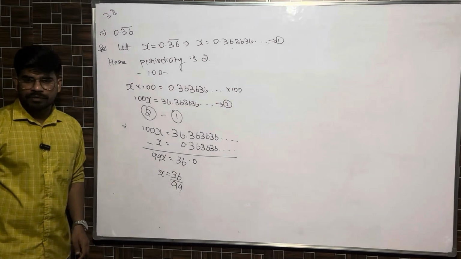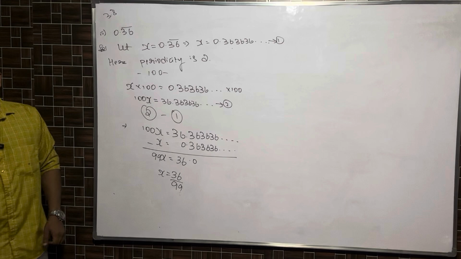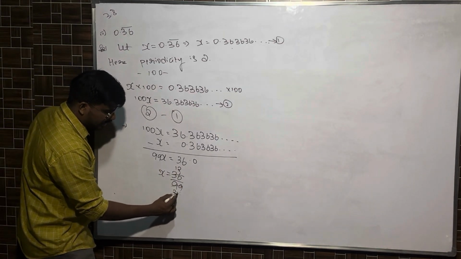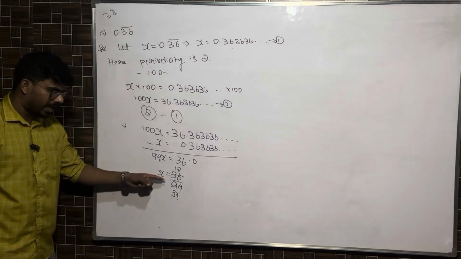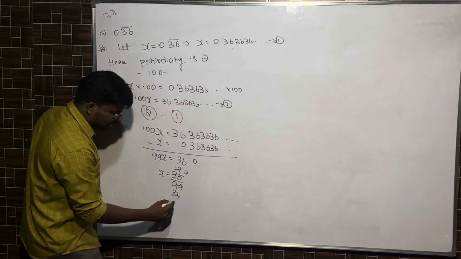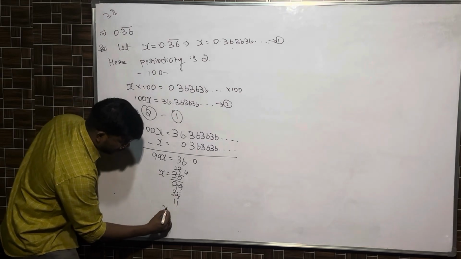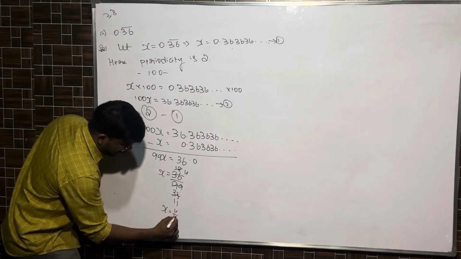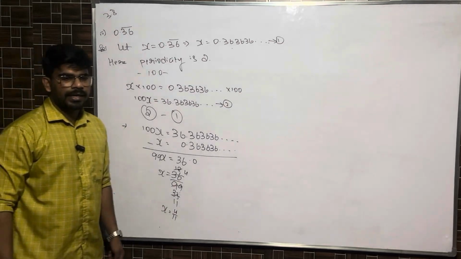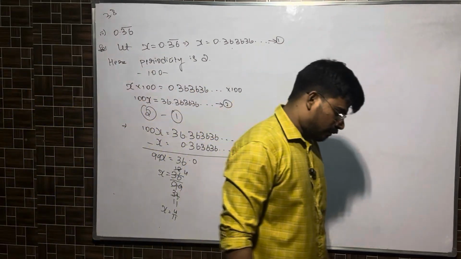36 and 99, both of the numbers are divisible by 3. Very good. 3 1s are 3, 3 2s are 6, 3 3s are 9, 3 3s are 9. 12 and 33, again in the 3 table. 3 4s are 12, 3 1s are 3, 3 1s are 3. So x is equal to 4 by 11. P by Q form of 0.36 bar is 4 by 11. Right?